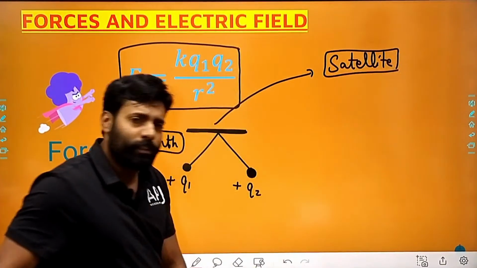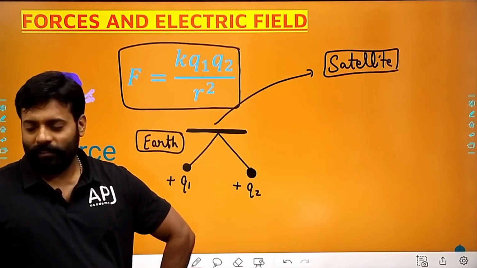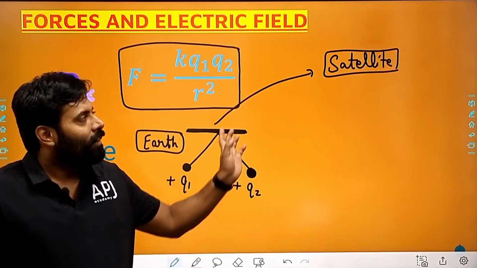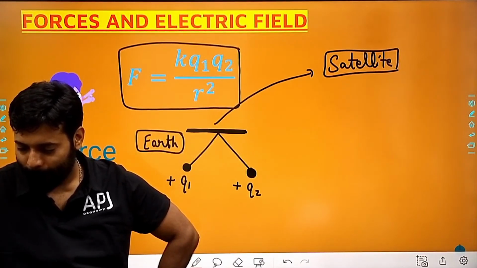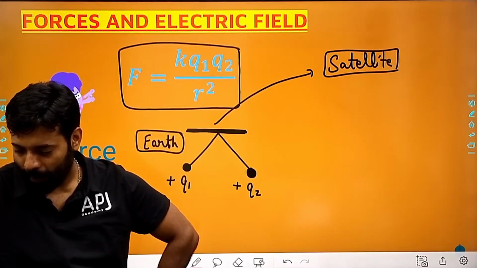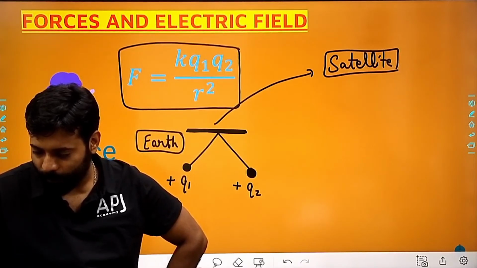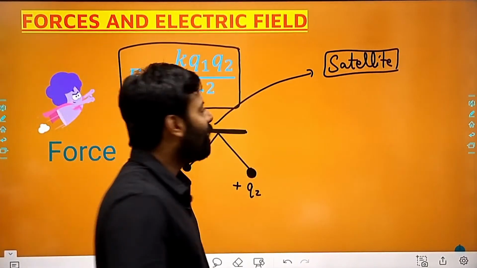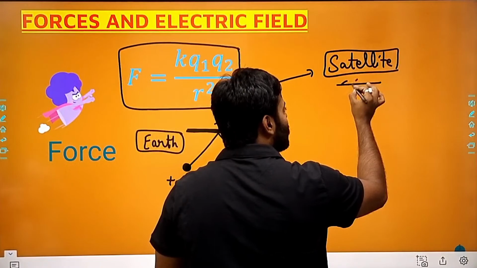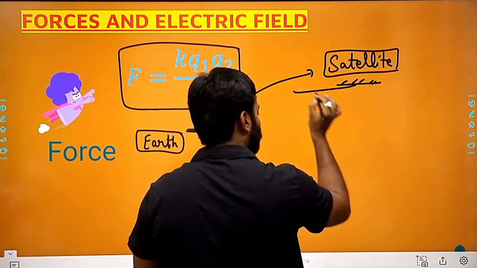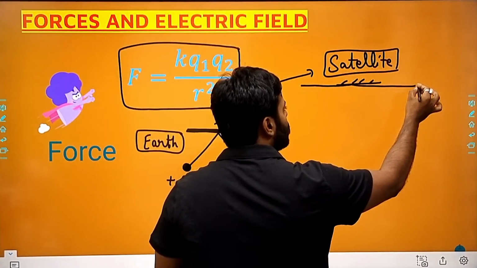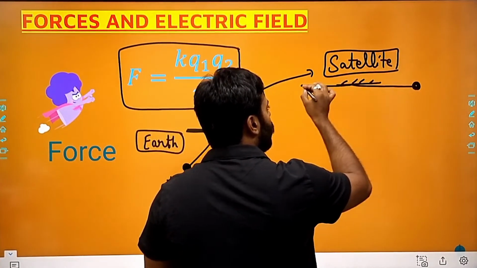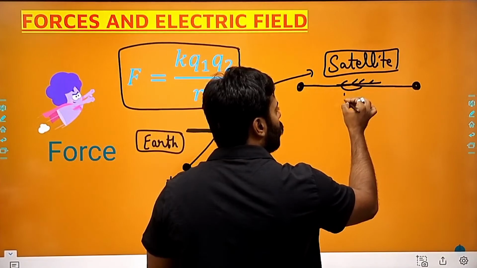This is the first question which I am asking you. What will happen if I take this to the satellite? What will happen? They repel, okay. By how much? The arrangement will look like this, isn't it? It will be in a straight line.